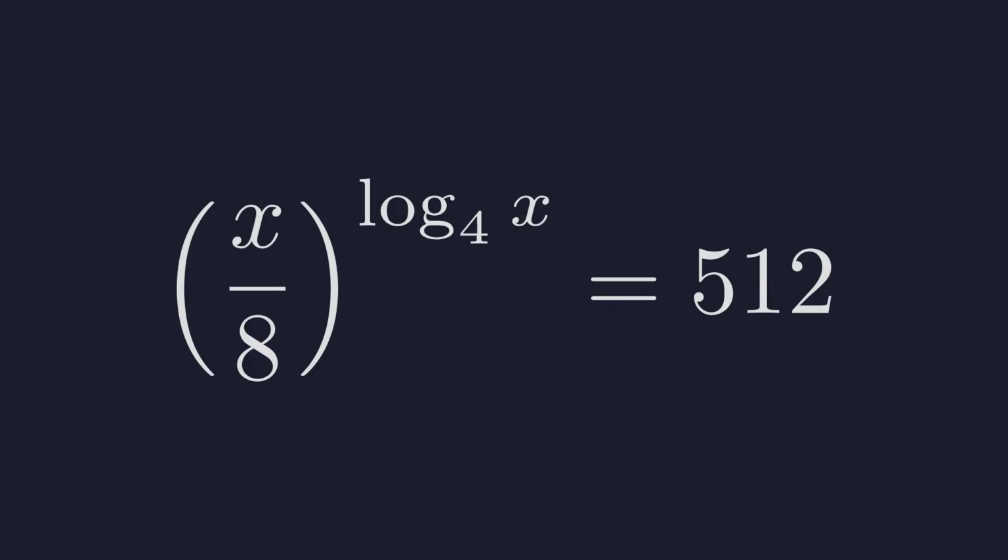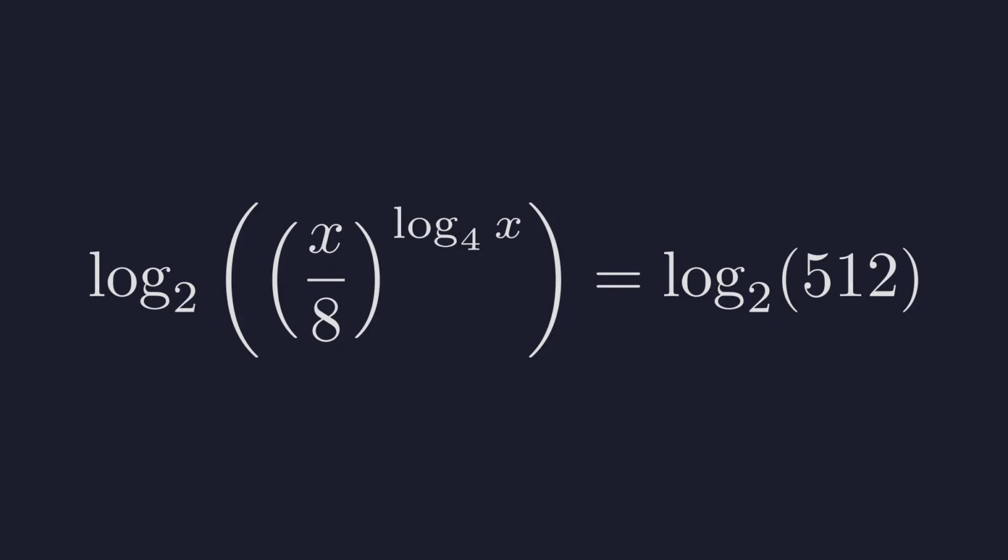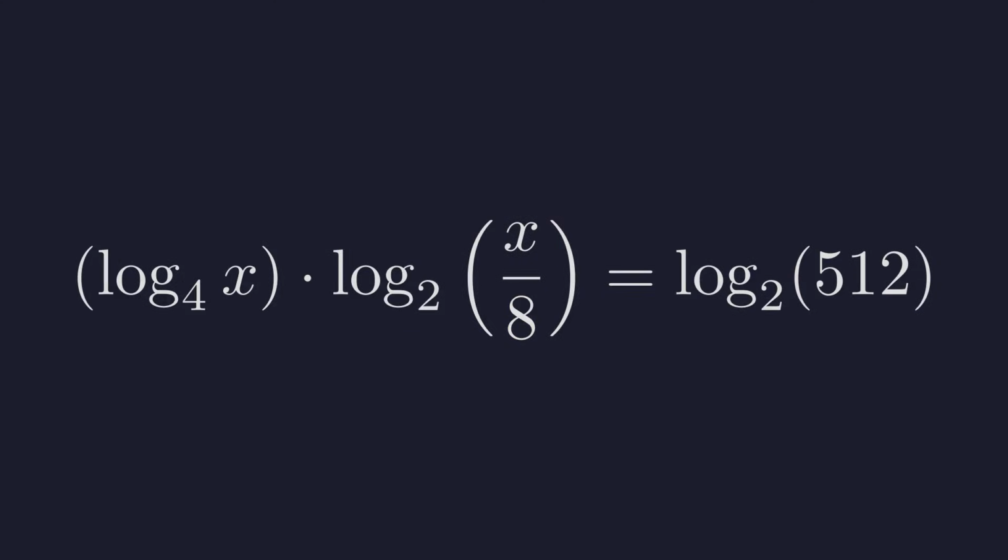We start with the original equation. Since 8 and 512 are powers of 2, taking the logarithm in base 2 seems like an effective strategy. We will apply the base 2 logarithm to both the left and right sides of the equation. This gives us the logarithm base 2 of the left side equals the logarithm base 2 of 512. Now, we can use the power rule of logarithms, which allows us to move this exponent to the front as a multiplier. The equation now looks much more manageable.